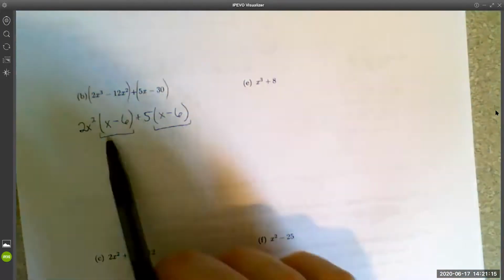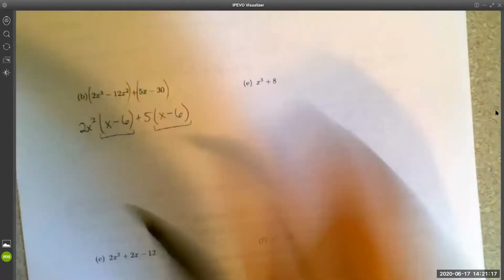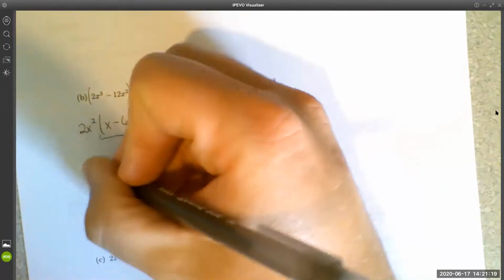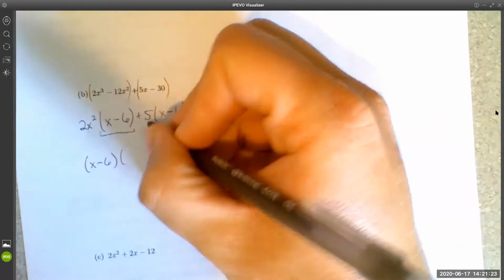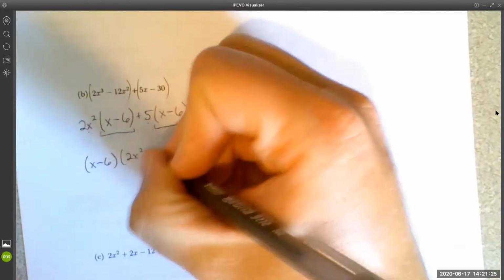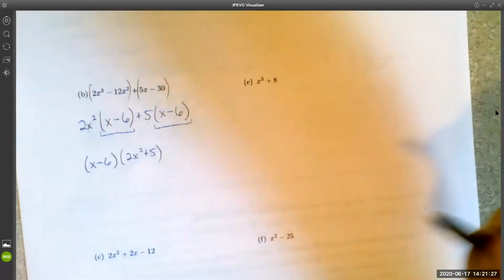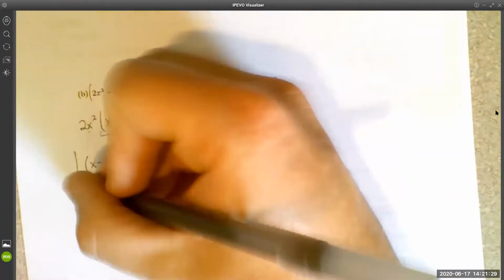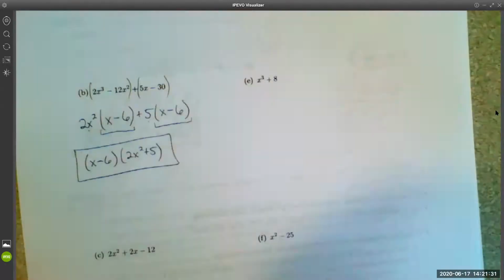Notice now that you have this binomial in common. So you can factor out that binomial. If I factor out the binomial x minus 6, I'm left with 2x squared plus 5, right? So there's that factorization. That's how factoring by grouping works.